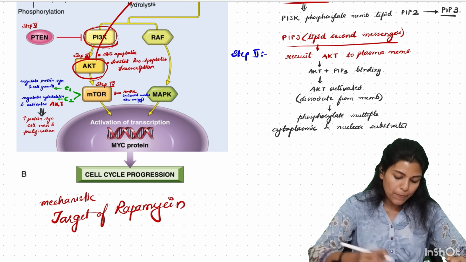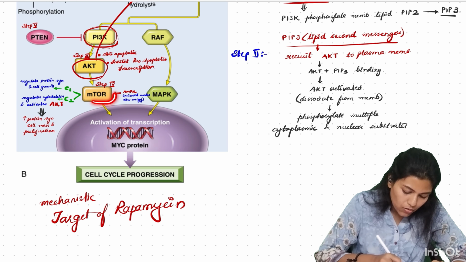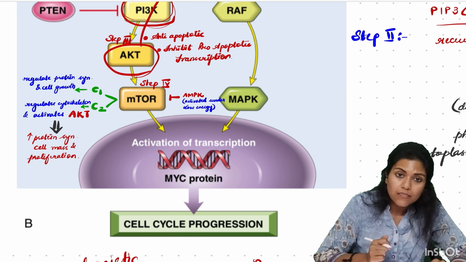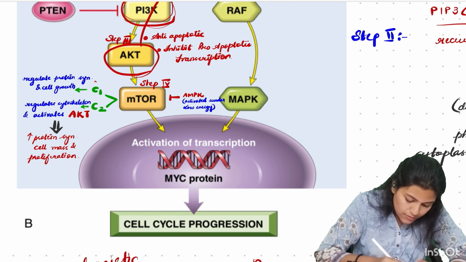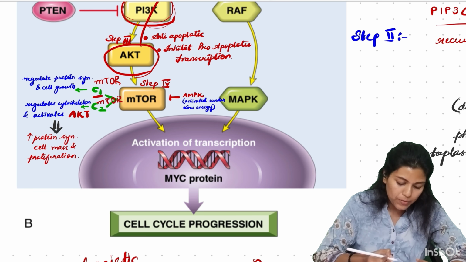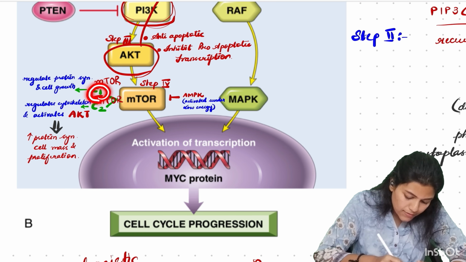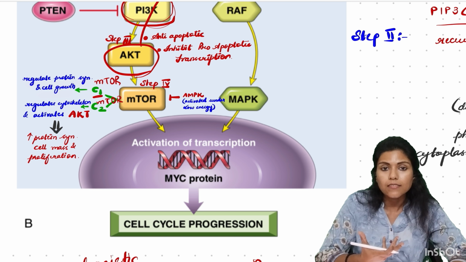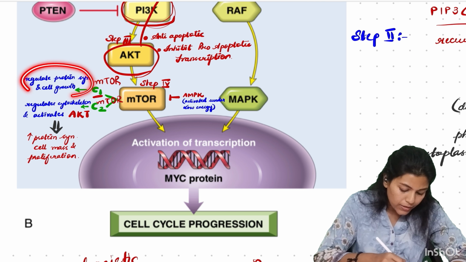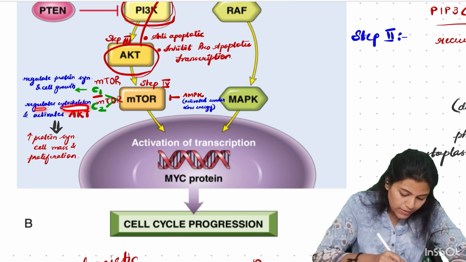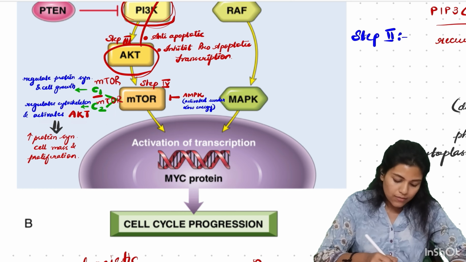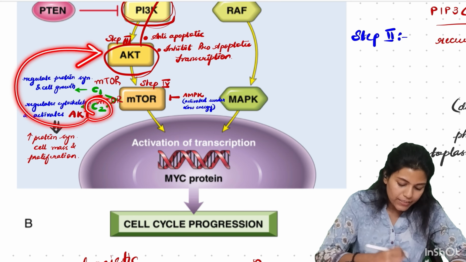Mechanistic target of rapamycin, mTOR. Activated mTOR has two functions, as it has two complexes: the mTOR C1 complex and the mTOR C2 complex. The mTOR C1 complex is involved in regulating protein synthesis and cell growth. The C2 complex is responsible for regulating the cytoskeleton and activates AKT.